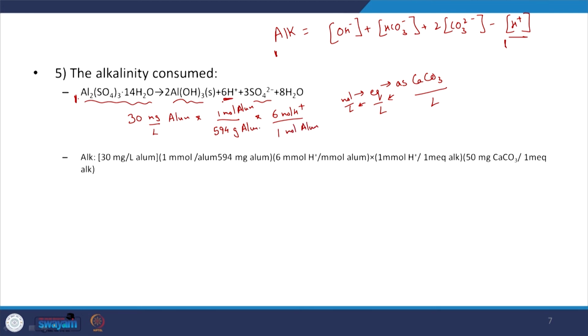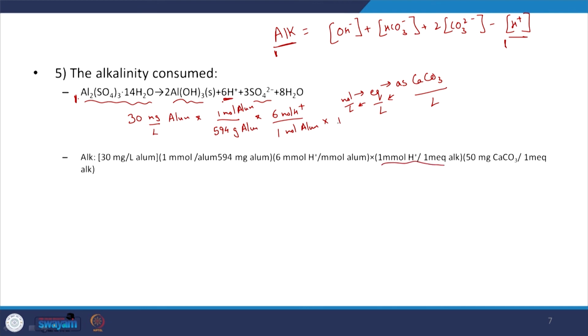Because here I can see now moles of alum cancel out, mass of alum cancels out, and I am left with moles of H plus per liter, right. So, that is why I like to write this moles of alum or moles of H plus or specify that clearly. But I want it in equivalents per liter of alkalinity, and I know from what I see that it is 1 equivalent. So, that is what I have here.